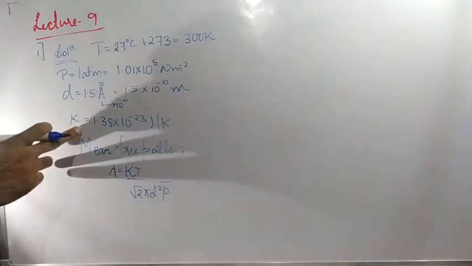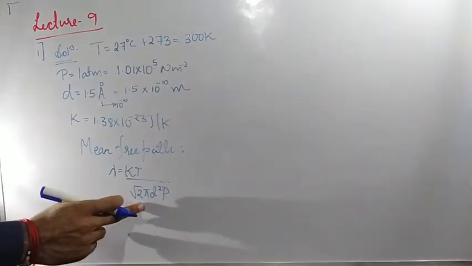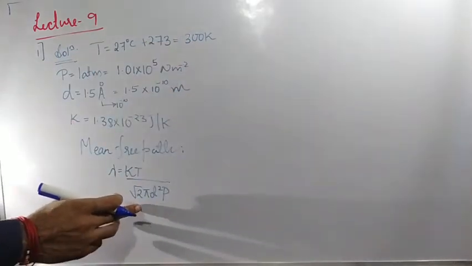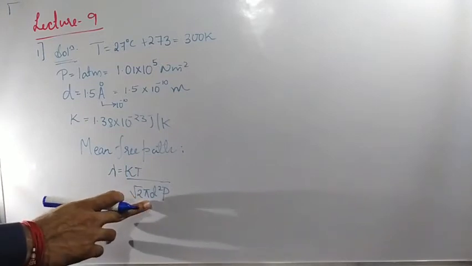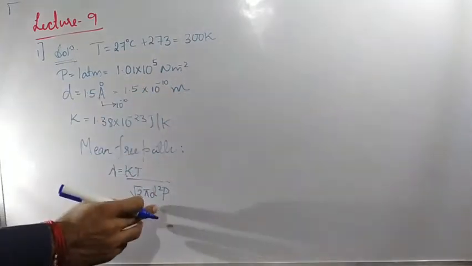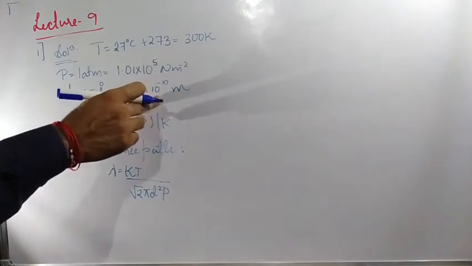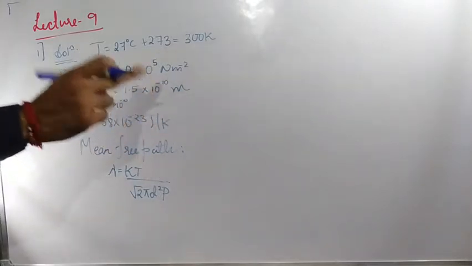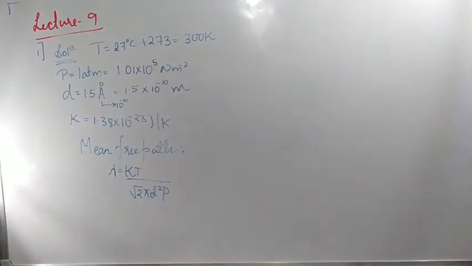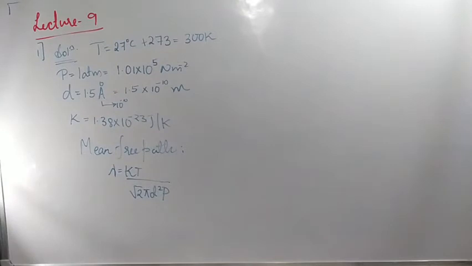So k value you have here, T value you have here, and root 2 value you calculate, approximately 1.4. Pi value is 3.14. d value is 1.5 into 10 to the power of minus 10, but d square means this complete quantity squared, so 1.5 into 10 to the power of minus 10 squared. Squaring 10 to the power of minus 10 gives 10 to the power of minus 20, remember. Next, p value here is 1.01 into 10 to the power of 5. Shall we proceed now?